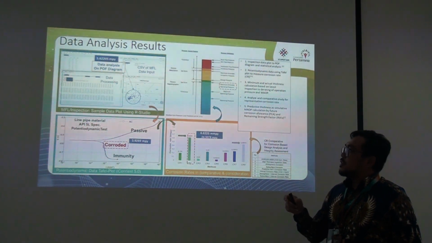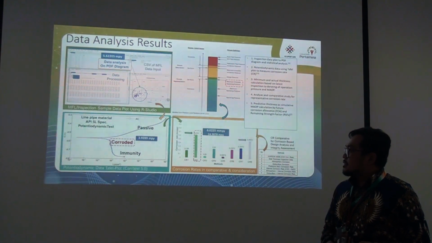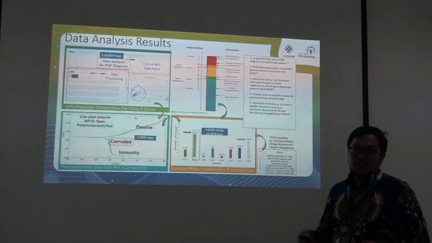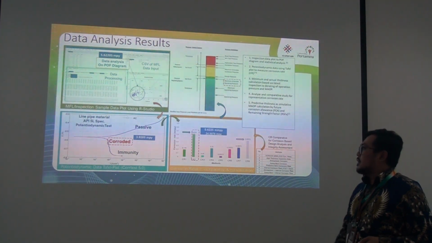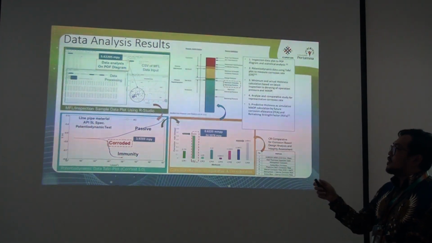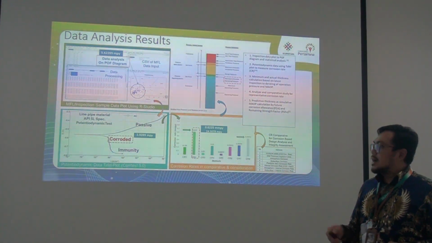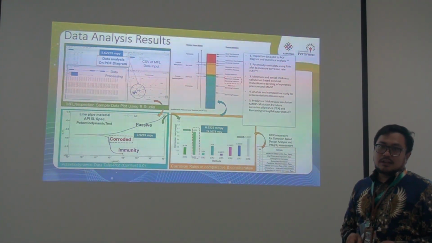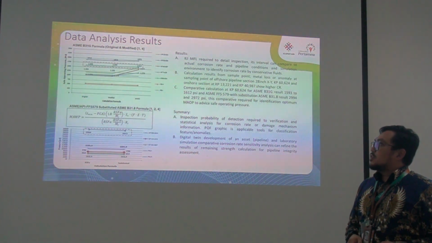We have the sample of corrosion rate, and also the sample for the potentiodynamic test, and we compare to the field inspection data to consider the maximum allowable operating pressure, by considering the corrosion rate and also the remaining wall thickness. This is a sample for data analysis.